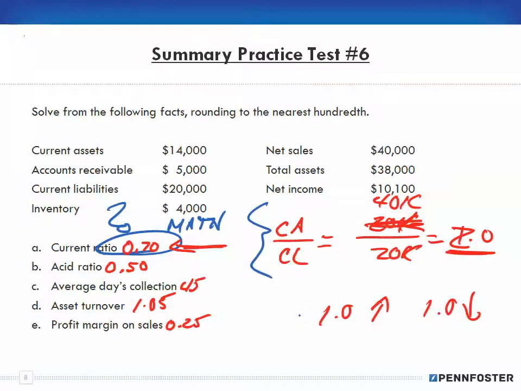Plug in numbers in order to see the effect that they have. Once you do that enough times, you start to come to an understanding of what that ratio actually means and whether that's a good or a bad thing.